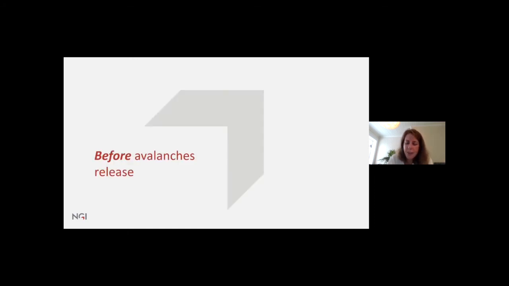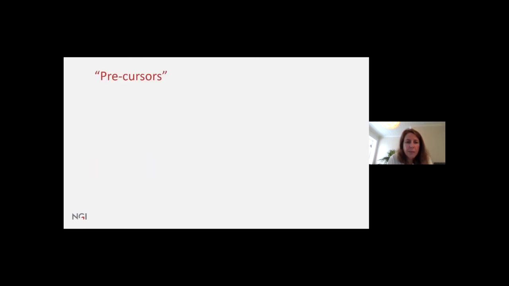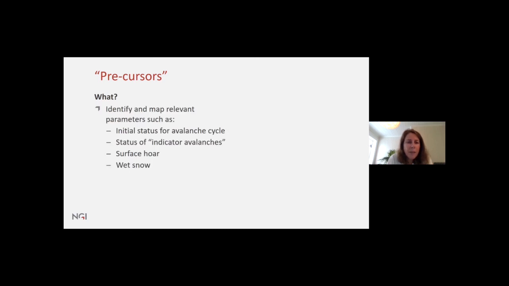I will now first talk a little bit about how such data could be used before avalanches have released, before the onset of big avalanche cycles. Here we are mostly interested in the precursors. We want to identify and map relevant parameters such as the initial status of an avalanche cycle, the status of indicator avalanches, surface hoar, or wet snow.